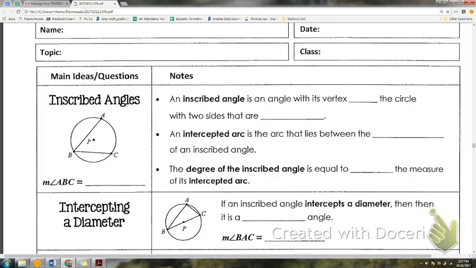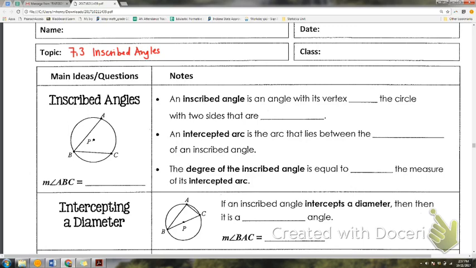Lesson 7.3 is about inscribed angles. In the last lesson we talked about central angles, and remember, central angles come from the center.